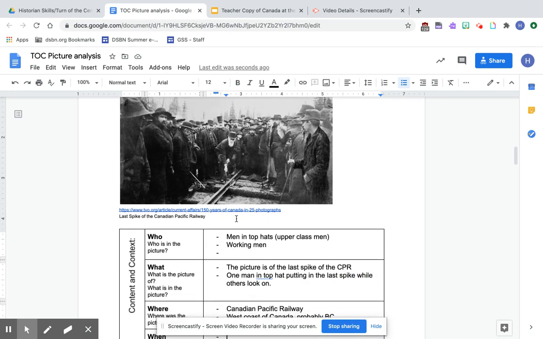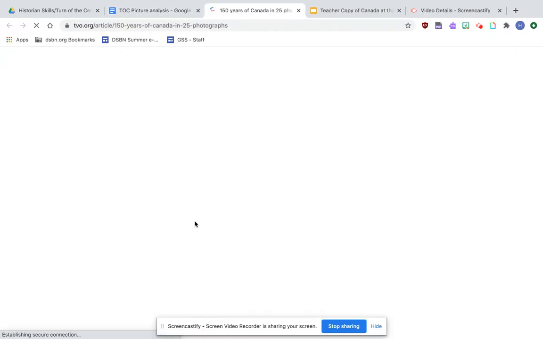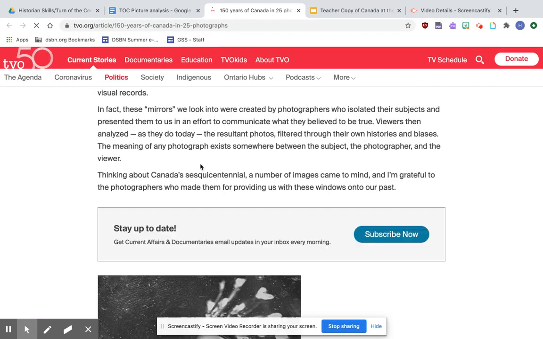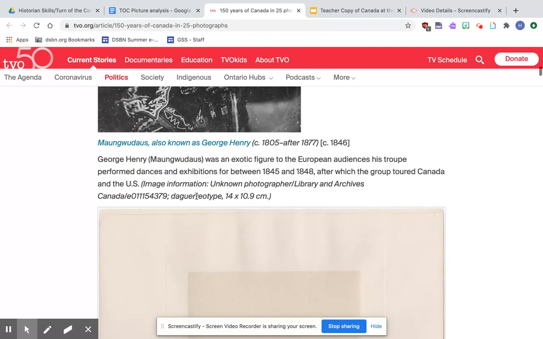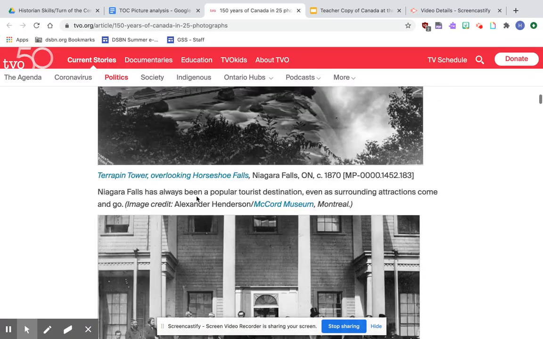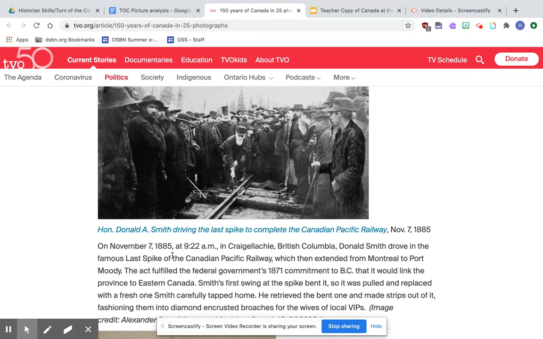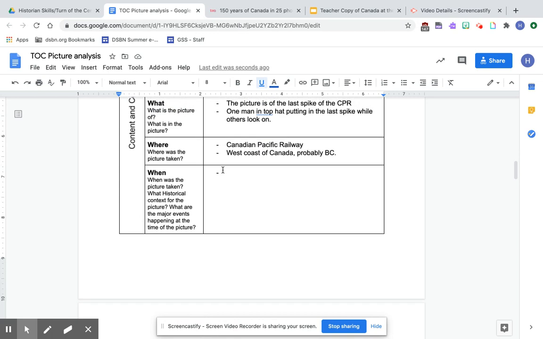What I can also do is look, I did give you a little bit of a cheat here. I gave you a link, and you can go to these links and read up about the last spike and find the information about the last spike of the Canadian Pacific Railway. So we can go here and look, I've gotten even more information. We have the exact date here. We have 1885. So I can put in 1885.